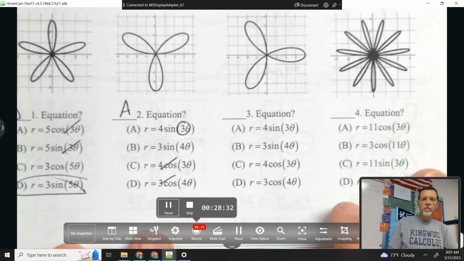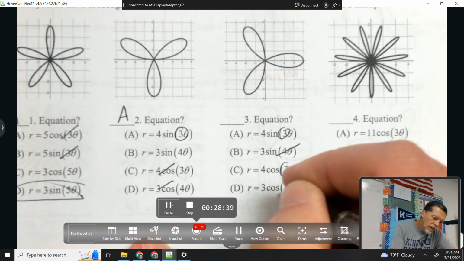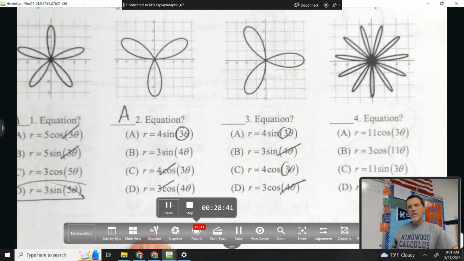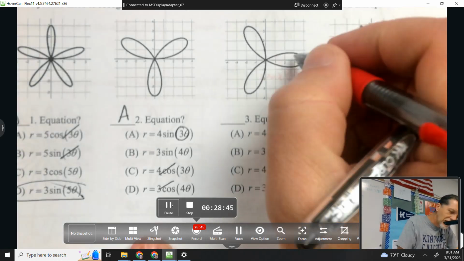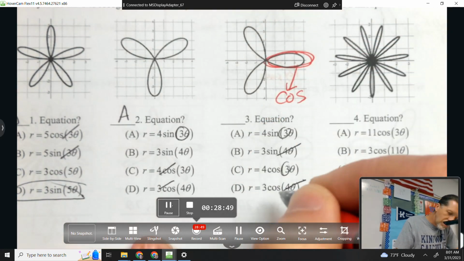Number 3, 3 petals. Sine or cosine? Cosine. Why do you know it's cosine? Because there's one on the x-axis. So that means it's cosine. So cosine 3 theta would be C.